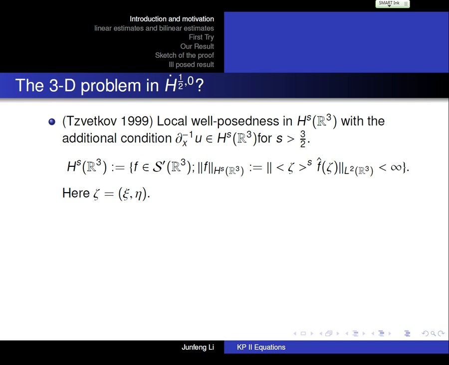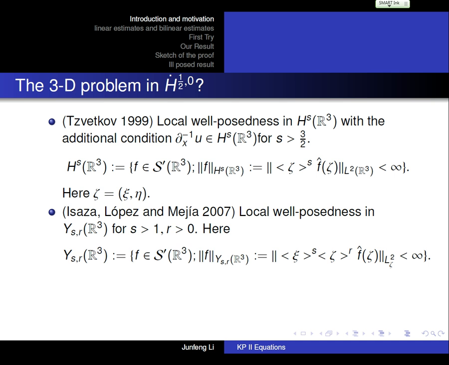So I turned to the three-dimensional KP2. I wanted to see what happens here. The first literature is Tzvetkov in 1999. He set up the local well-posedness in the H^s space in R^3, and the H^s function space is defined like this. Here zeta is a three-dimensional point. Later, in 2007, Isaza and Mejía put down the local well-posedness into this space, where they have some strong derivative over xi, and you also cannot ignore the eta part.